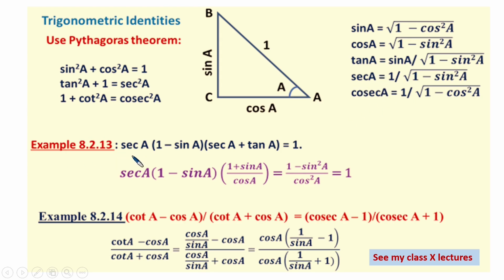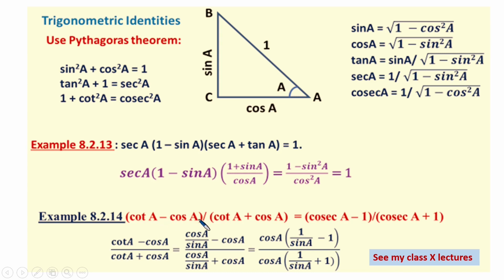Now let us see some example which you may be asked to prove: sec a into (1 minus sine a), this in the bracket, equal to 1. So how do you do it? Here I have written sec a as 1 by cos a and tan a as sine a by cos a. Since in the denominator cos a is common, I write cos a common, 1 plus sine a. Now I use here (a minus b) times (a plus b) is a square minus b square, and this sec a is again 1 by cos a, so it becomes cos square a, and we know that 1 minus sin square a is cos square a, so cos square a and cos square a cancel, equal to 1. Similarly here also, these are all very similar and very easy things.